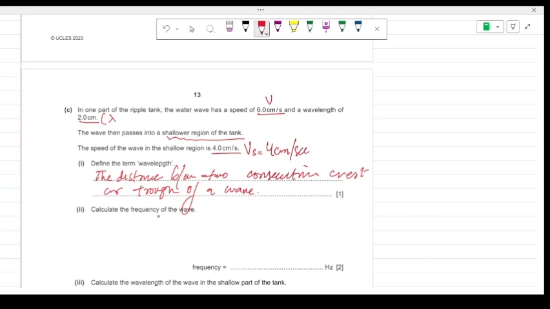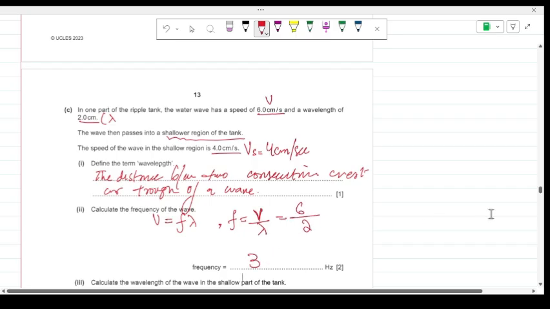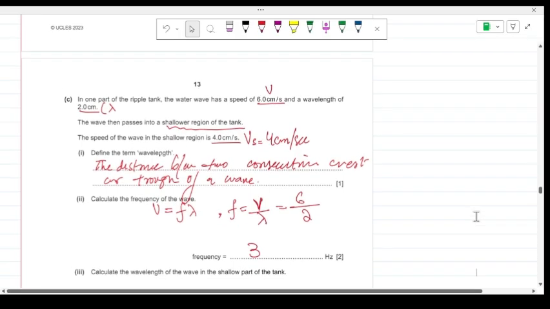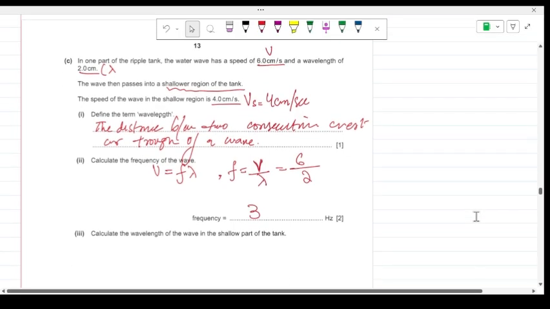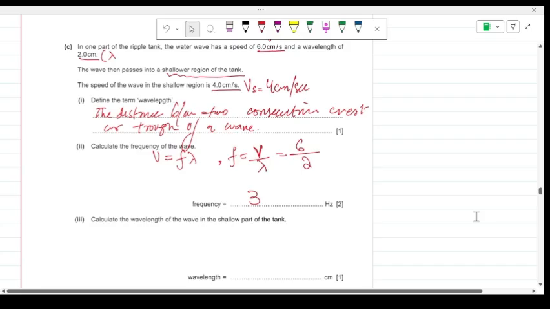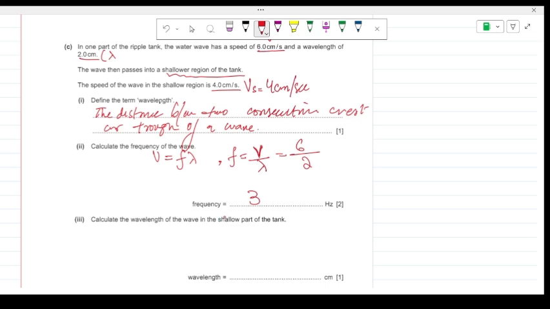So we know the wave velocity equation, which says that v equals f lambda. So f will be equal to velocity divided by wavelength. Velocity or speed is 6 and wavelength is 2, so we have a frequency of 3 Hz. Now calculate the wavelength in the shallow part of the tank. We know that the frequency does not change. As the speed reduces, the wavelength should also reduce.